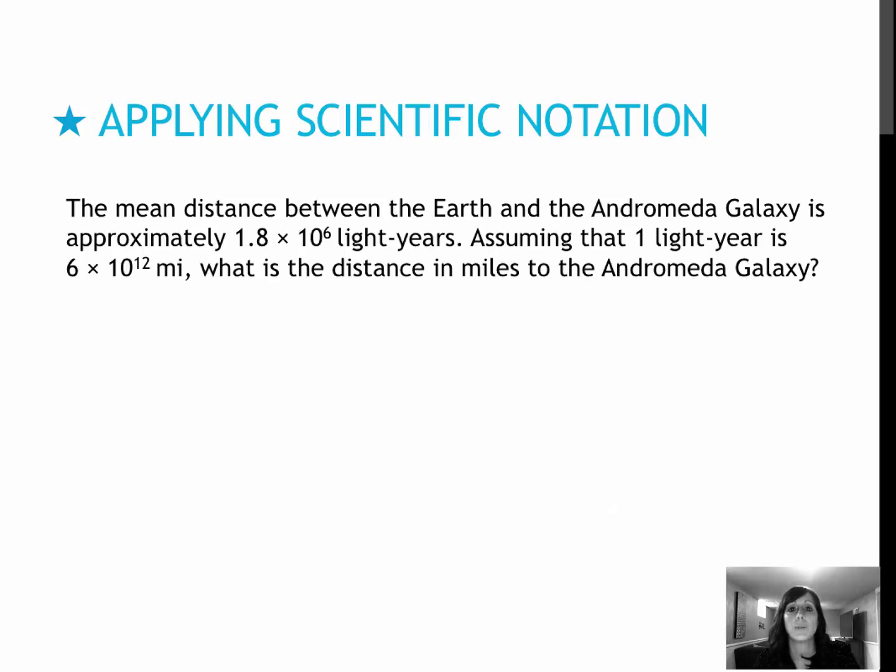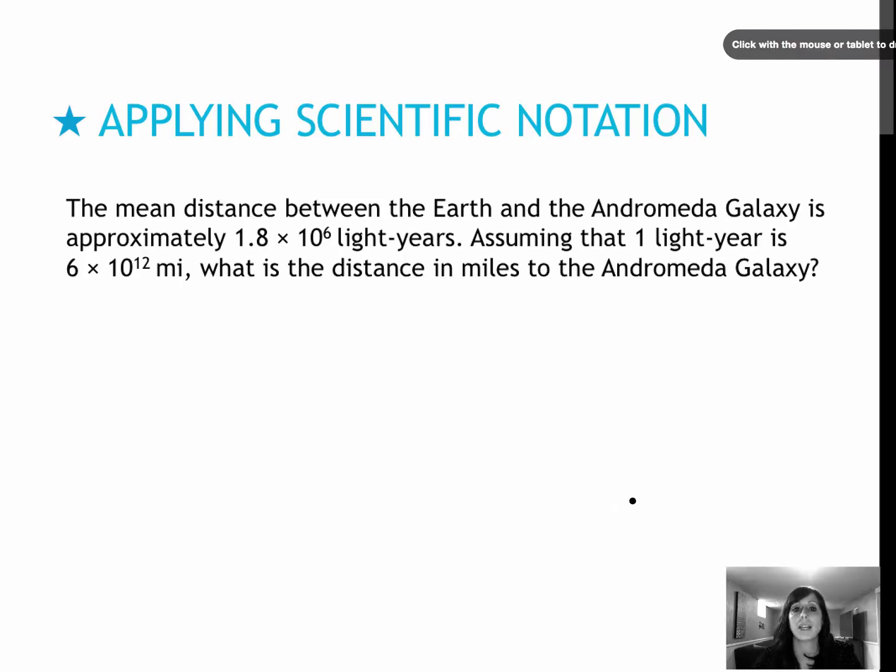Try this one on your own, then press play to see how you did. For this one, we're dealing with a distance between Earth and Andromeda galaxy, which is 1.8 times 10 to the 6 light years away. And we're assuming that 1 light year is 6 times 10 to the 12th miles. So we're trying to find the distance in miles.